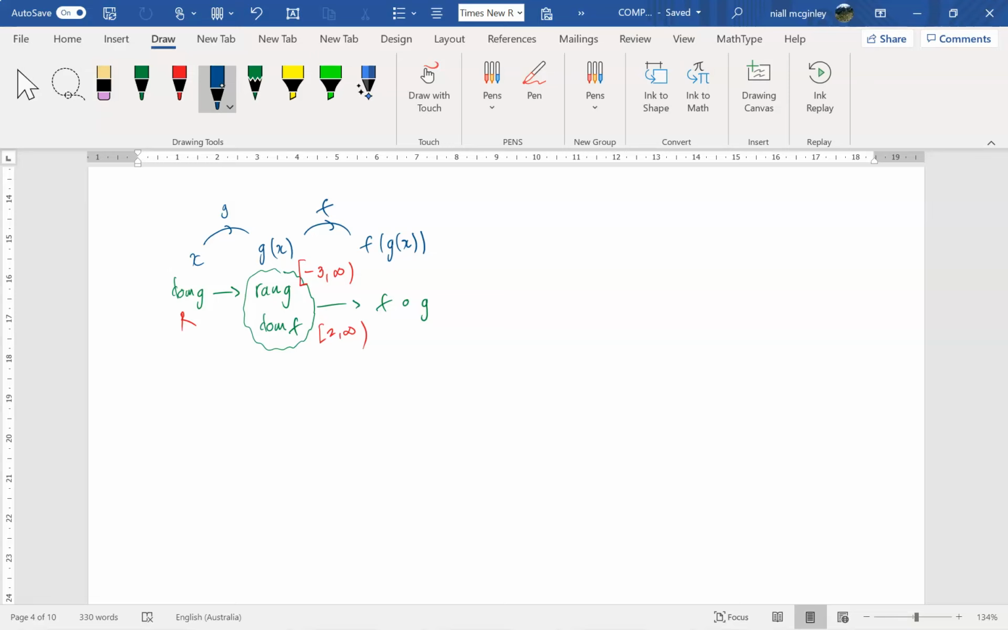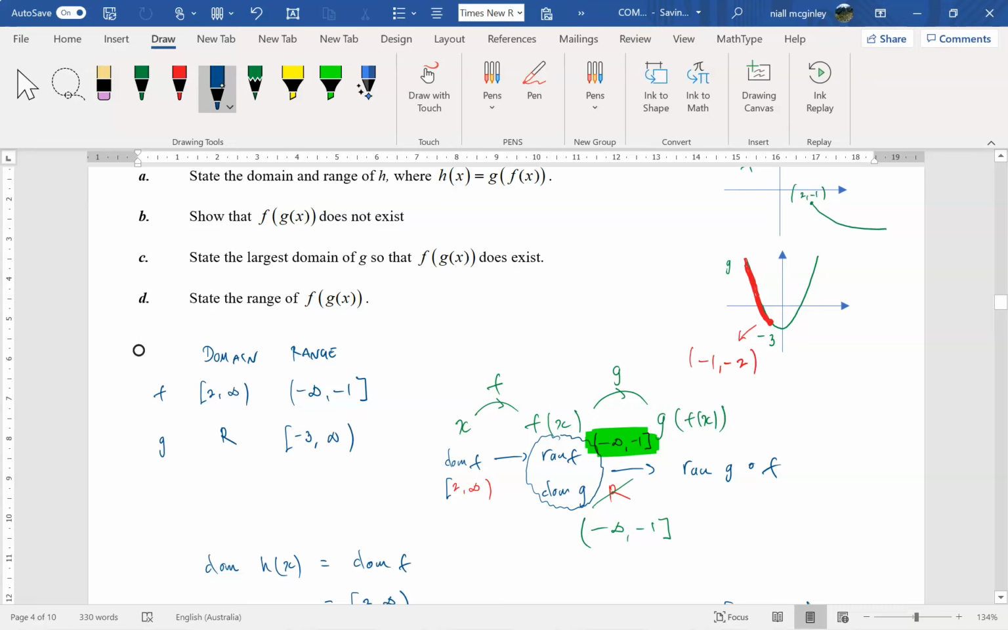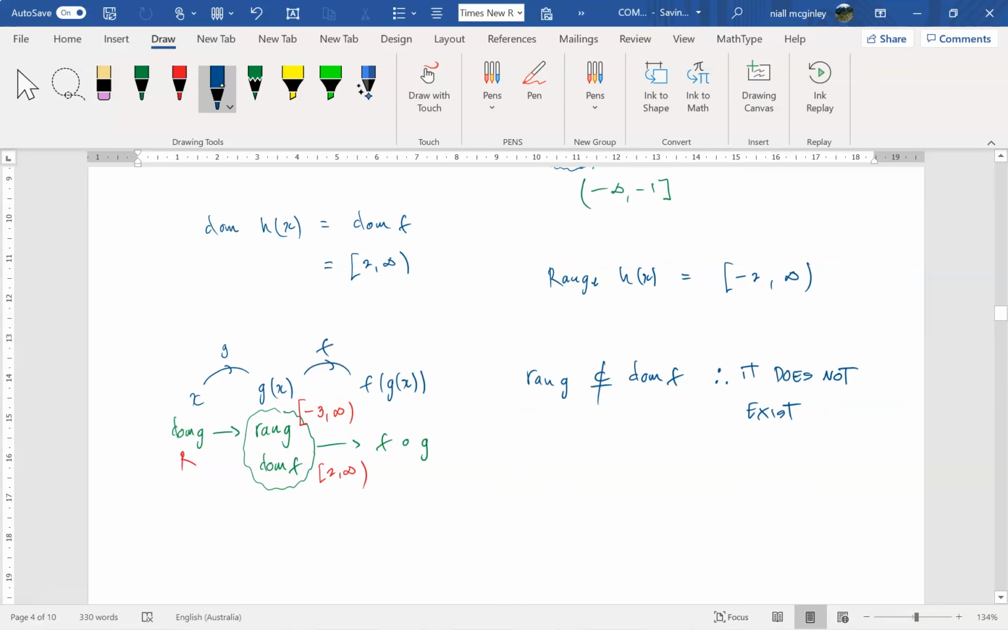So what we can state there then is, because the range of g does not lie within the domain of f, there are values that you're getting here that are going to stop the second part working. Therefore, it does not exist. Okay, so this composite function is not defined. But what we can do, which will be the next question, is state the largest domain of g so that f of g of x does exist.